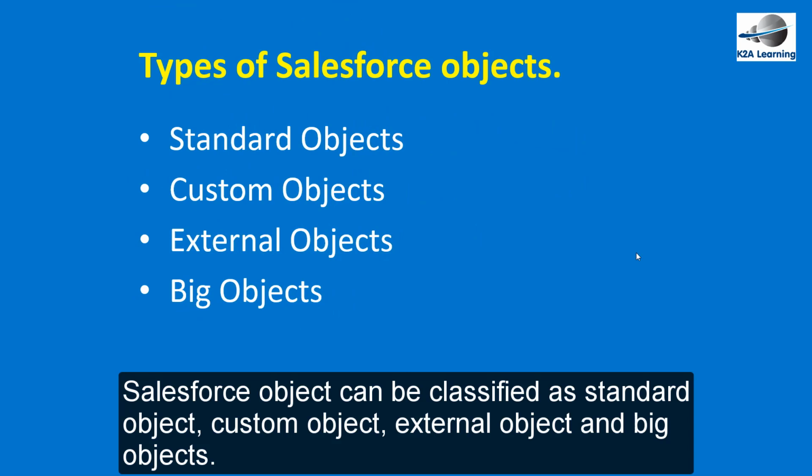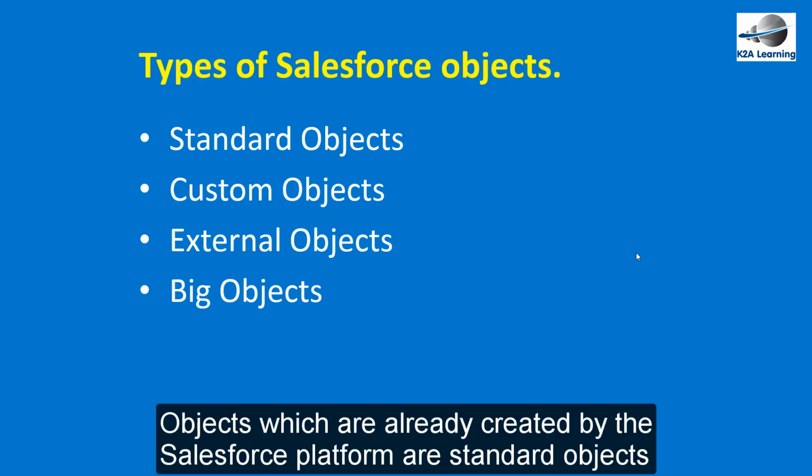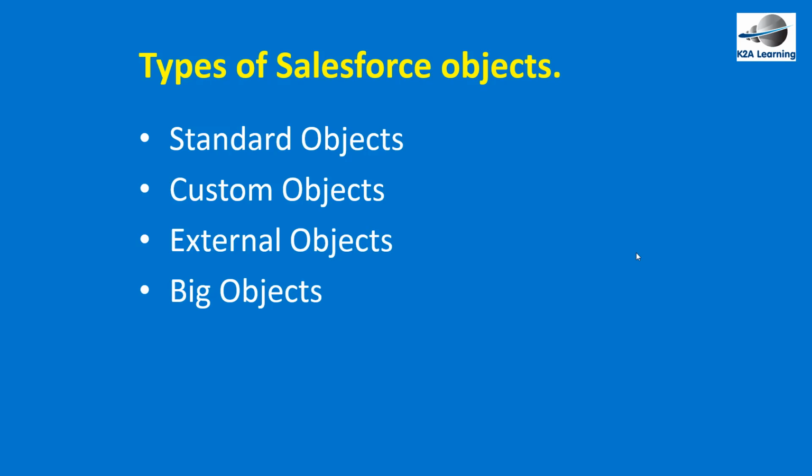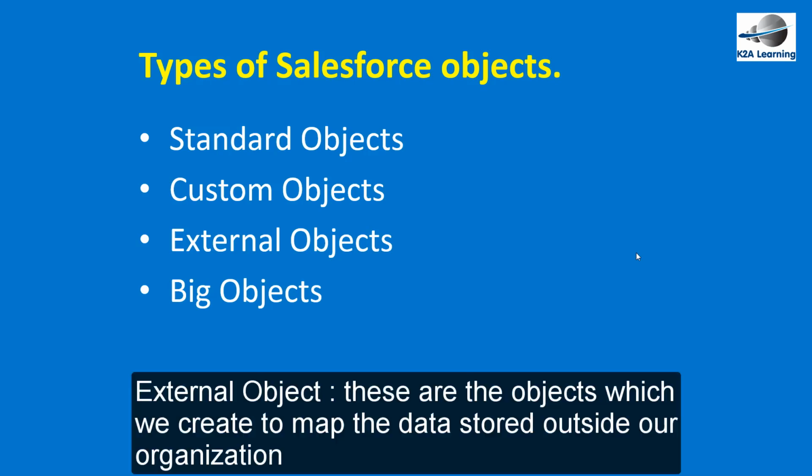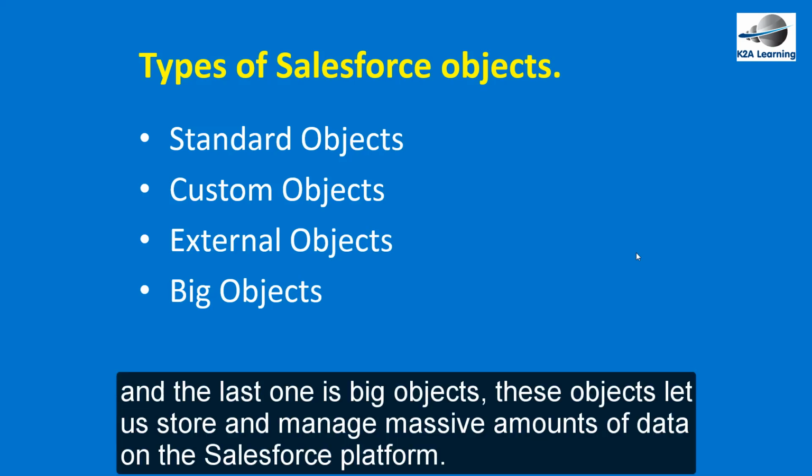Salesforce objects can be classified as standard objects, custom objects, external objects, and big objects. Objects which are already created by the Salesforce platform are standard objects, and the objects that are created by us based on our business process are called custom objects. External objects are the objects which we create to map the data stored outside our organization. And the last one is big objects. These objects let us store and manage massive amounts of data on the Salesforce platform.